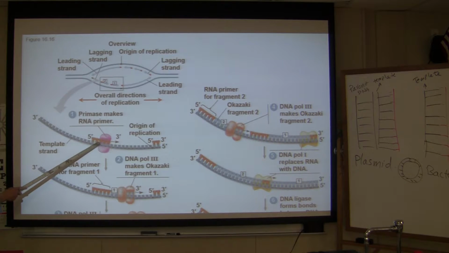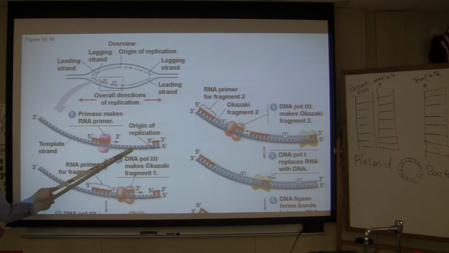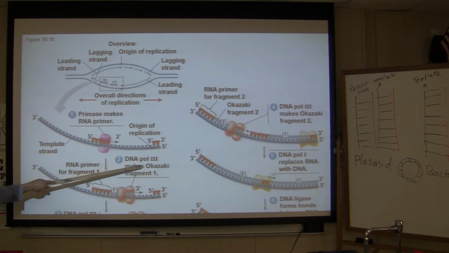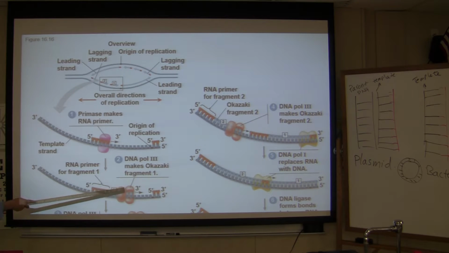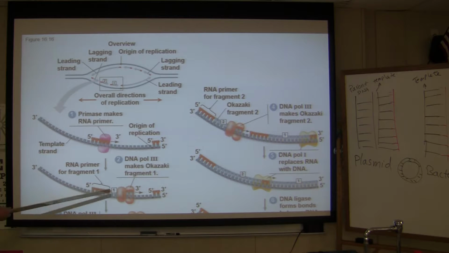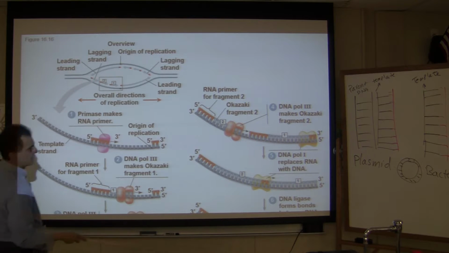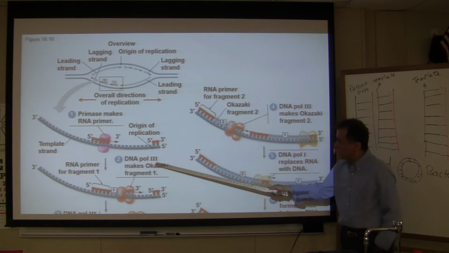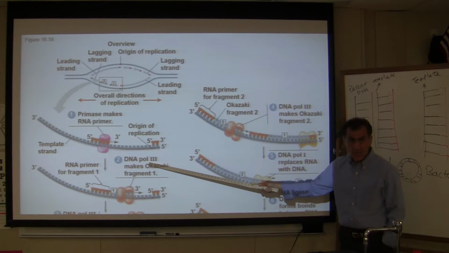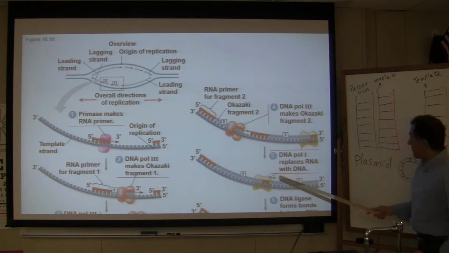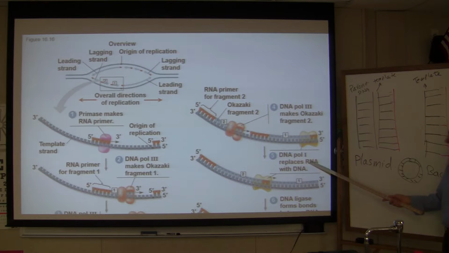And then RNA primer, origin, of course. What else? DNA polymerase. DNA polymerase makes Okazaki fragments. And then right here, what else? There's polymerase 1. You remember DNA polymerase 3? It makes new strands of DNA, but DNA polymerase 1 replaces RNA with DNA.